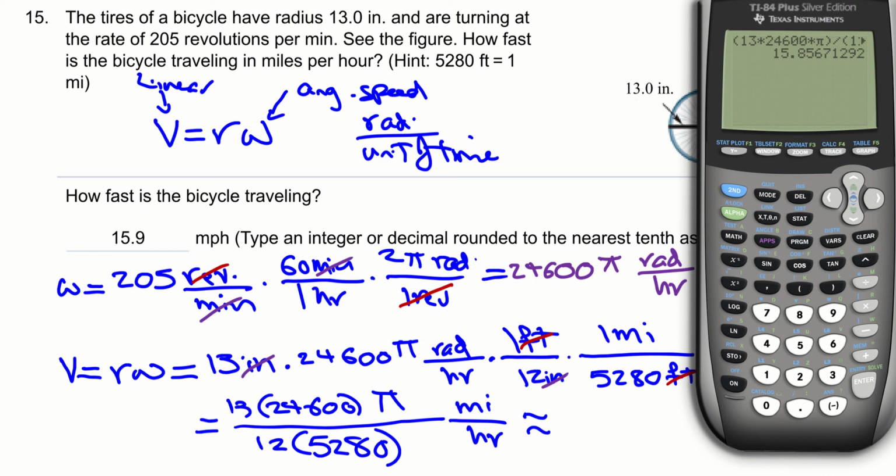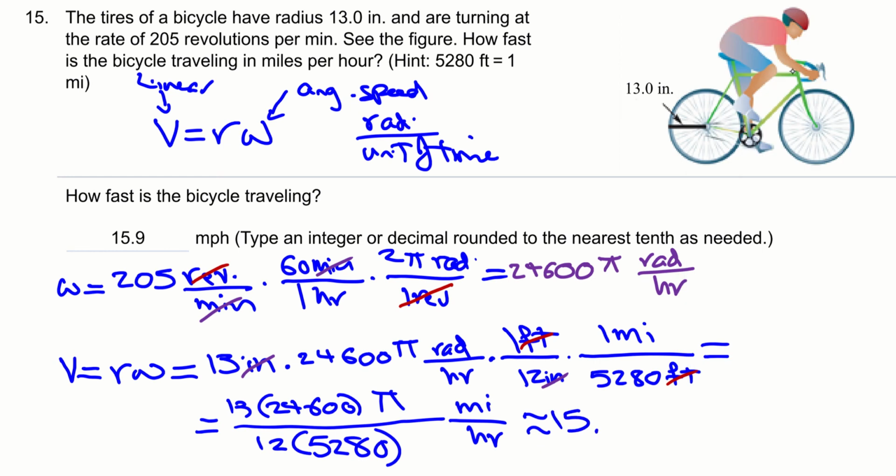And if they want the answer to the nearest tenth, that becomes approximately 15.9 miles per hour. So you can see the power of unit factors in making this kind of problem much easier for you to handle. So make sure that you use them properly. And that should do it until the next time we meet. Be safe.